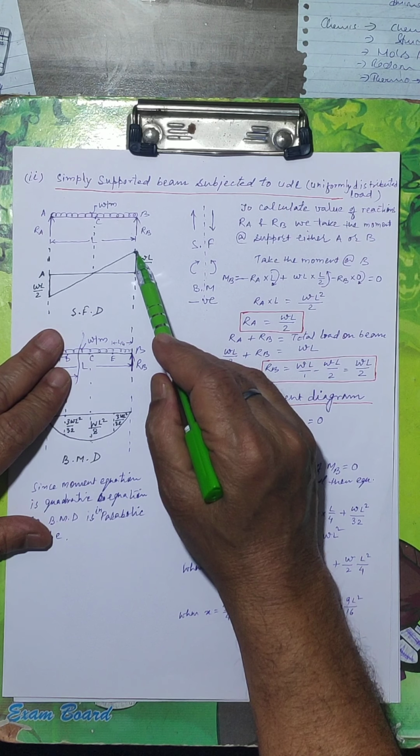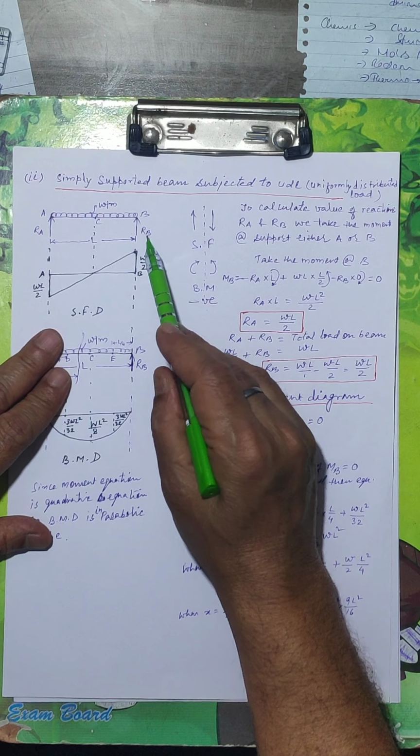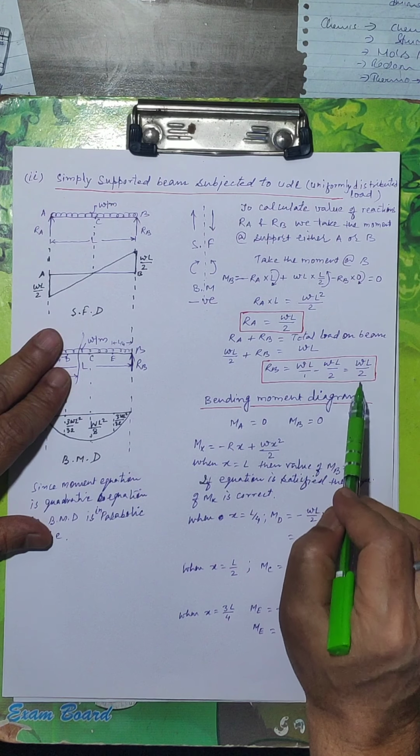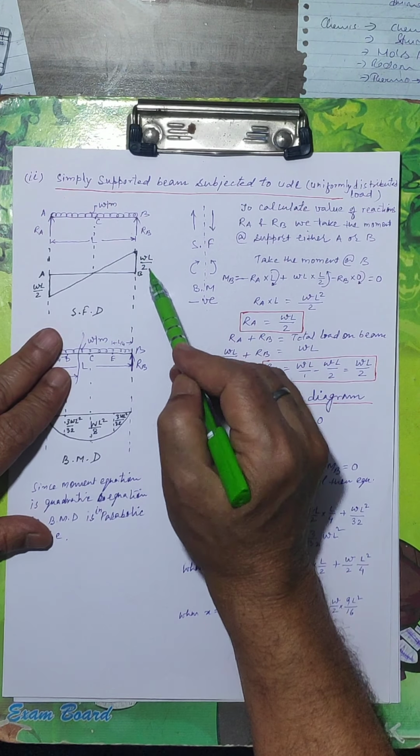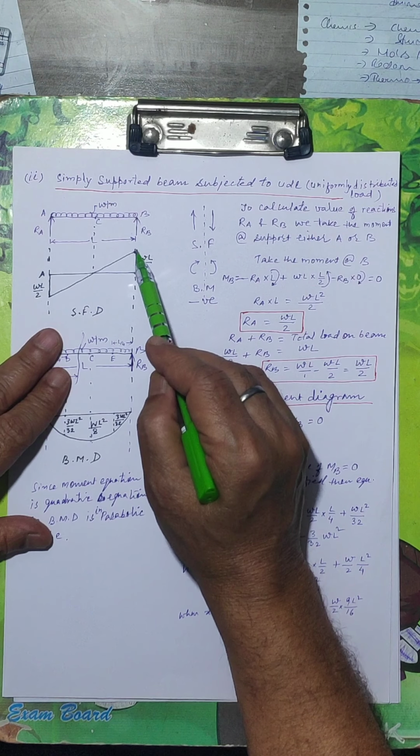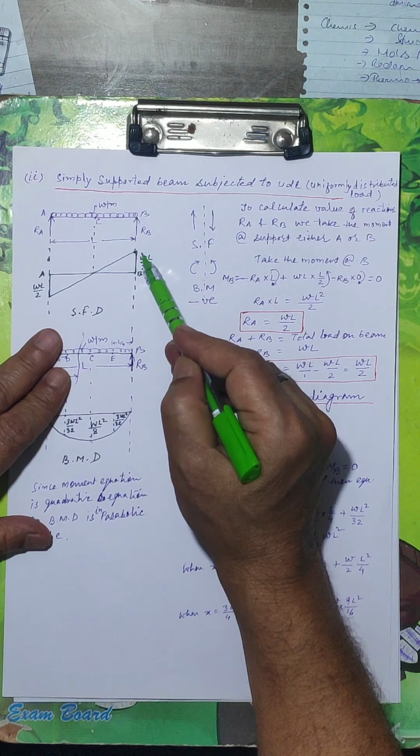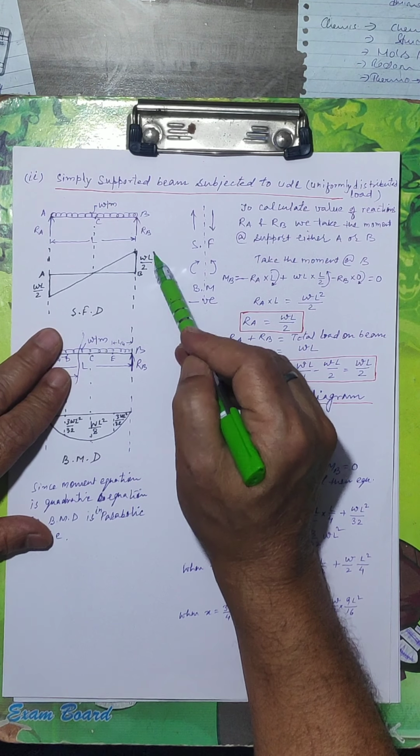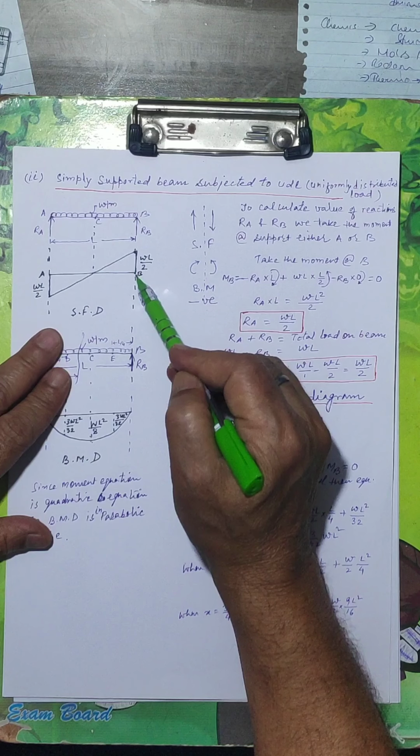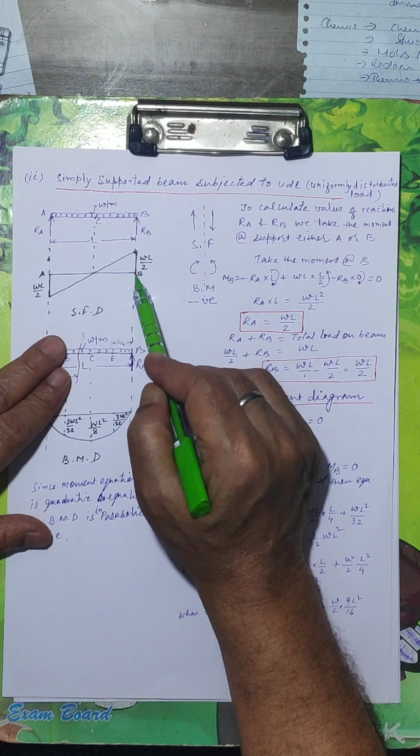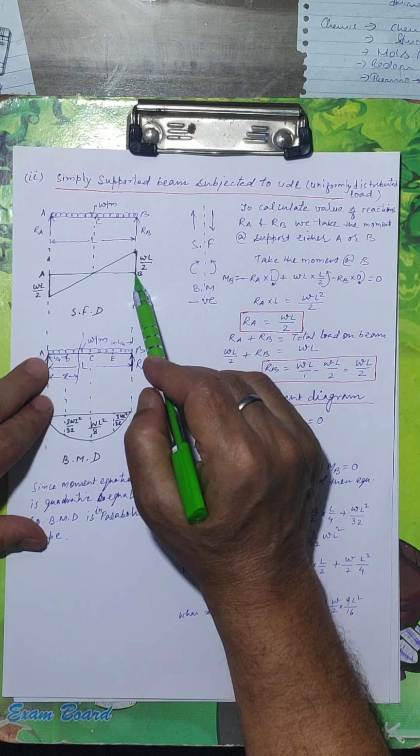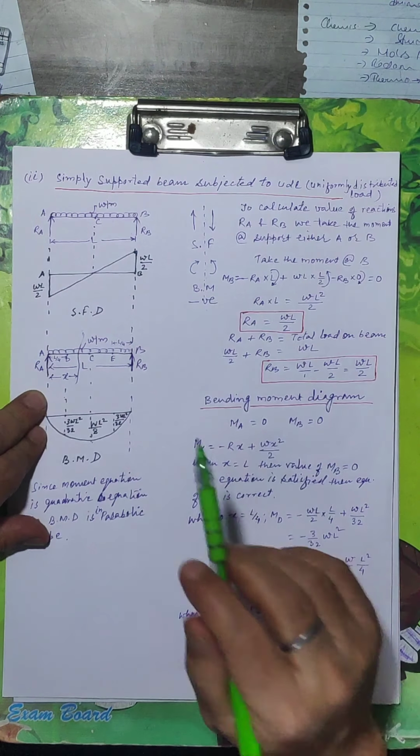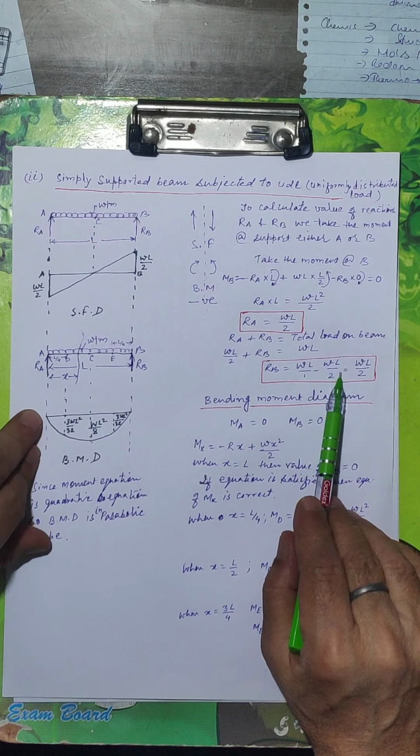So how much? The value of RB is WL/2. We have to come down by WL/2, and we are up by WL/2, so from this point B we come down by WL/2. So we again reach the zero line AB. This is the shear force diagram. Fine. This is the shear force diagram.